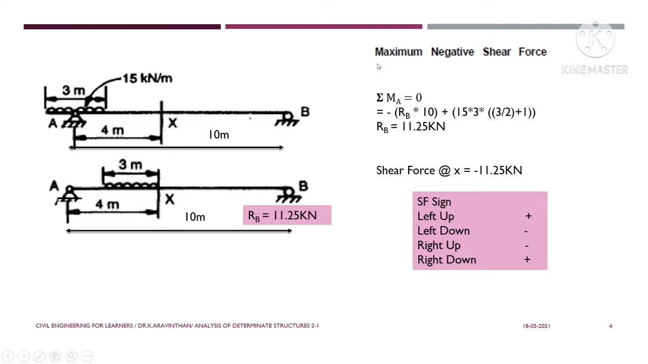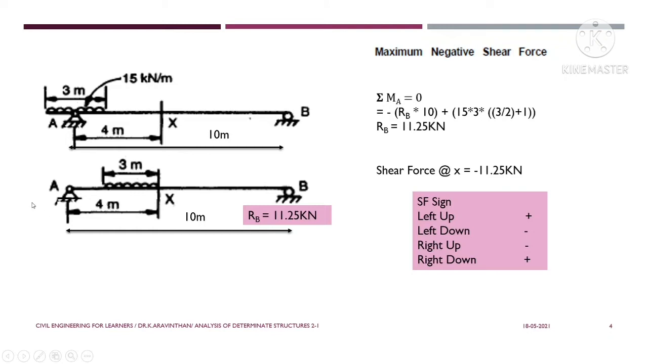Okay, to find the maximum negative shear force, what you have to do is, see, the load is placed at the left hand side of the considered section X. So X is at 4 meter from the left hand side. To find maximum negative shear force, you have to place the load at the left hand side. So the total length of the UDL is 3 meter and our considered distance is 4 meter.